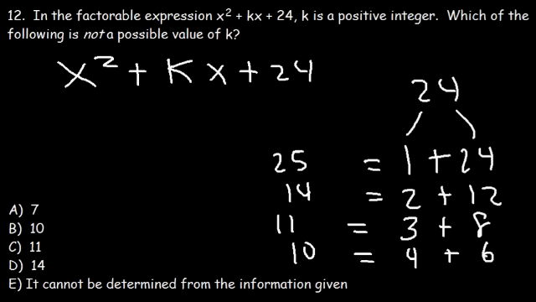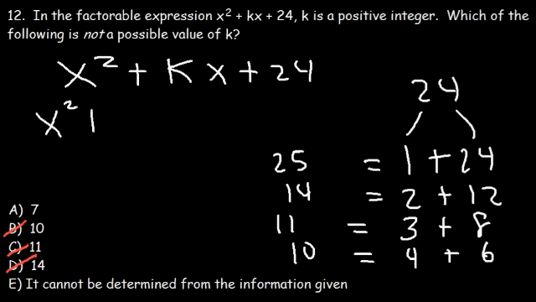So therefore we could eliminate d because k could be equal to 10. 6 times 4 is 24, but 6 plus 4 is 10. And so if k was 10, we could factor that expression. If k was 11, we could factor it as well. And if k is 14, we can factor it as well. However, if k is 7, we can't factor it.